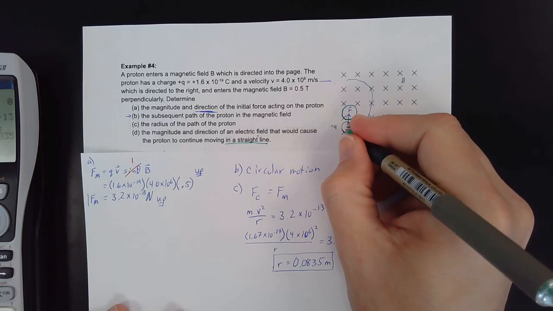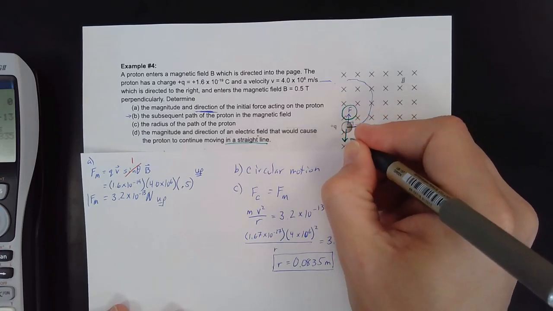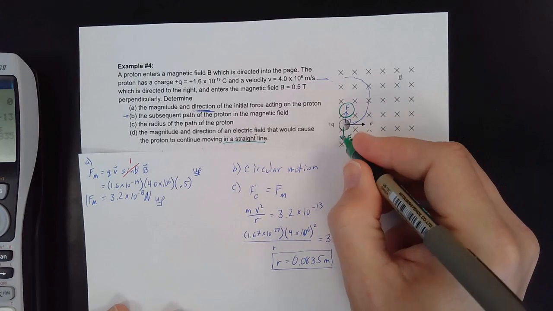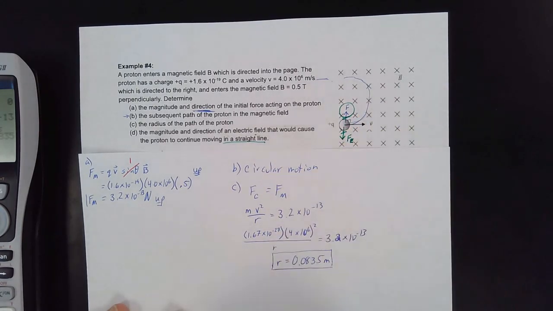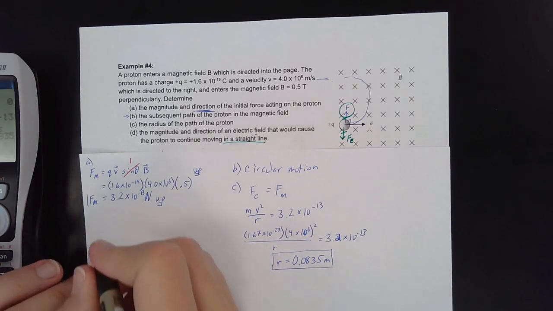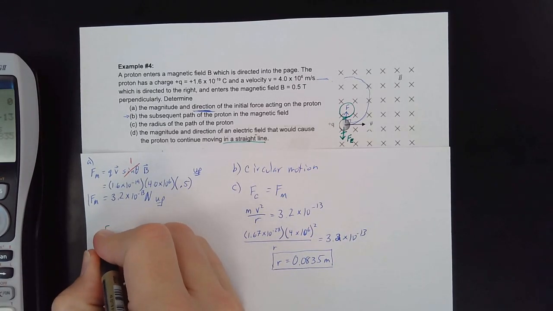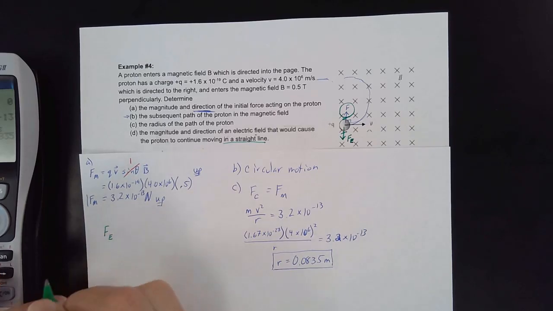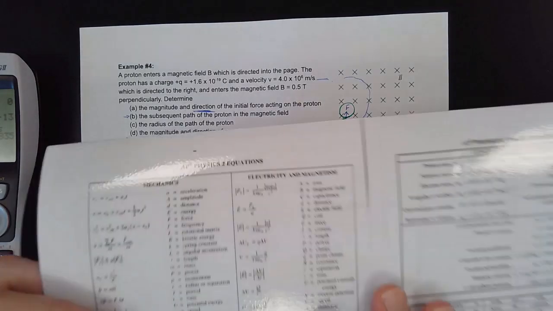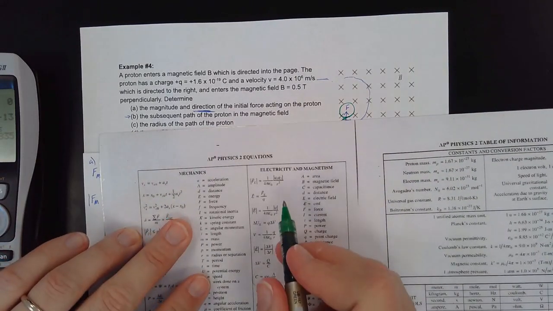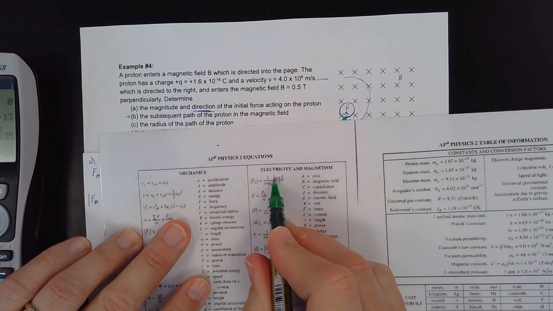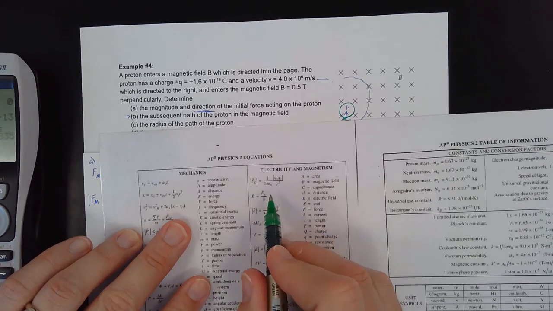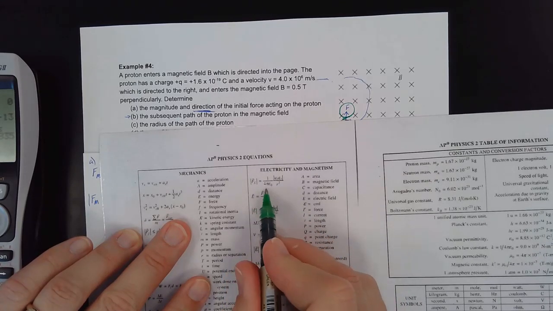Well, I need a balancing force. And so I need my electric force to be downwards. And it needs to be the same magnitude as my magnetic force was. And so now I'm going to be looking at electric force. So I'm going to have electric force on a proton, right? I'm not going to use this, because that would involve two point charges. I don't have two point charges here. I only have one. So I'm going to use this one right here.